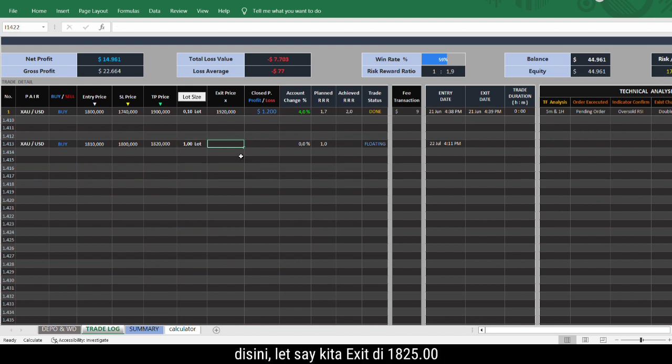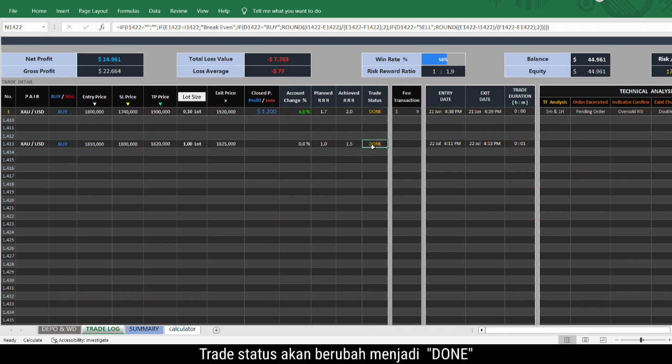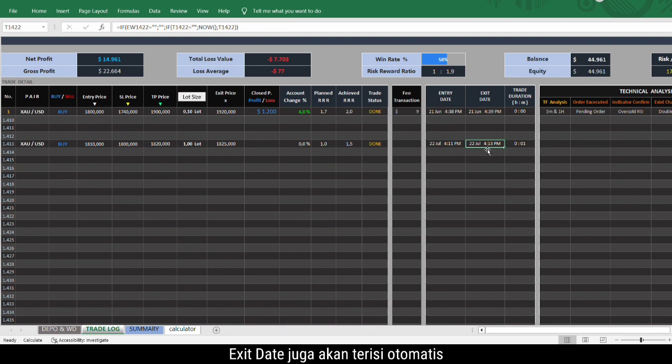Here, let's say we exit at 1825. See, when we fill the exit price, the achieved reward is filled in. The trade status will change to done, and the exit date will also be filled in automatically. So for the dates here, we don't need to fill it out.